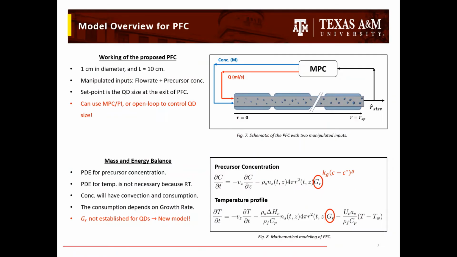To give a short overview of what we are going to do, we are going to build a plug flow crystallizer, which has two inputs: the concentration of the precursors and the flow rate, and you can effectively manipulate these two inputs to get the required crystal size for your application. So we begin by writing the mass and energy balance. We can write the concentration balance, which has a convection term and a consumption term. The consumption term depends on how many crystals are forming, so that's the decrease in the solute concentration.